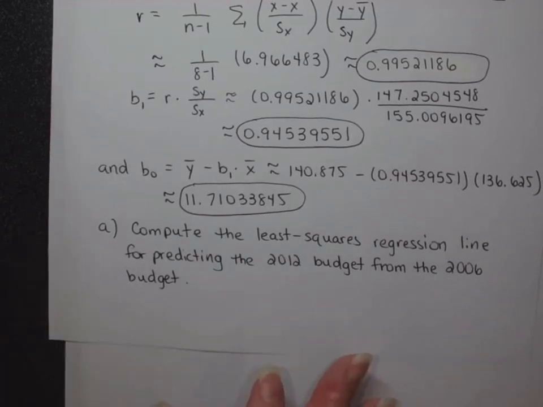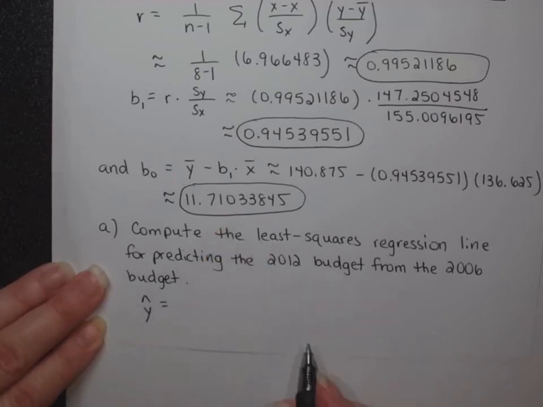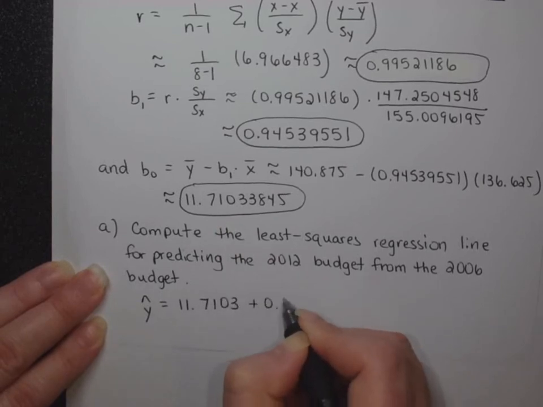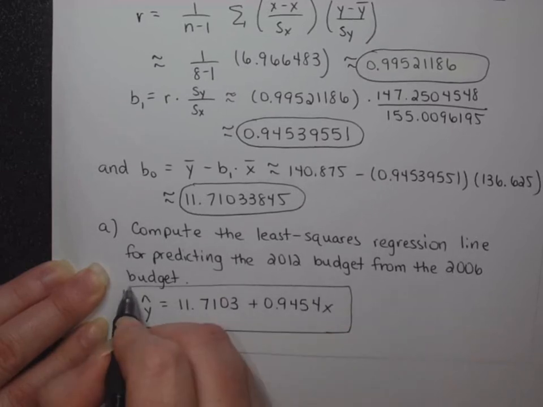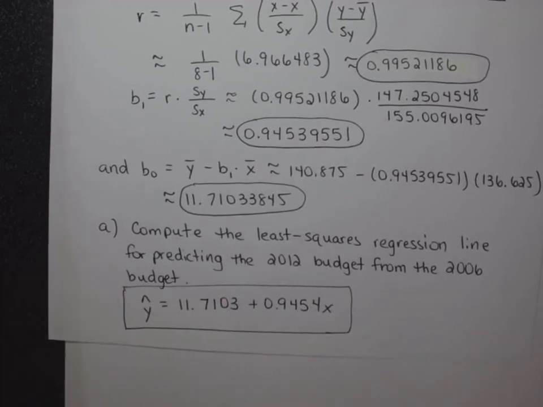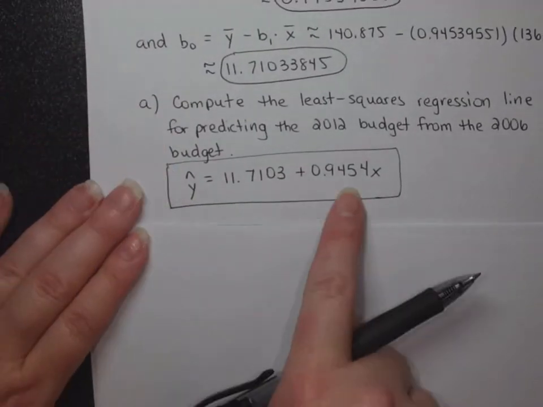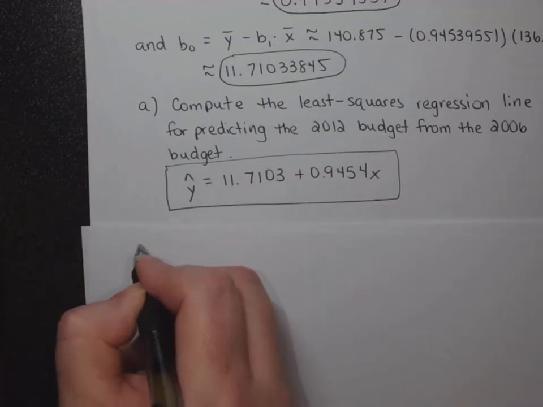Okay, they're highly related, which means if you got money in 2006, you're pretty likely to get money in 2012 also. Okay, probably even a little bit more. So here's the formula. We just need to pull these numbers in. So it's 11.7103 plus 0.9454x. Okay, notice we have a slope here, right, of 0.9454.